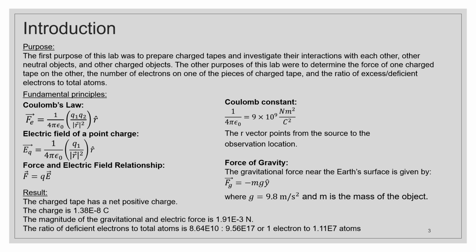A preview of the result of this lab is the charge tape is positive with a charge of 1.38 times 10 to the negative 8 coulombs. The magnitude of the gravitational and electric force is 1.91 times 10 to the negative 3 newtons, and the ratio of deficient electrons to total atoms is 8.64 times 10 to the 10 to 9.56 times 10 to the 17, or 1 electron to 1.11 times 10 to the 7 atoms.